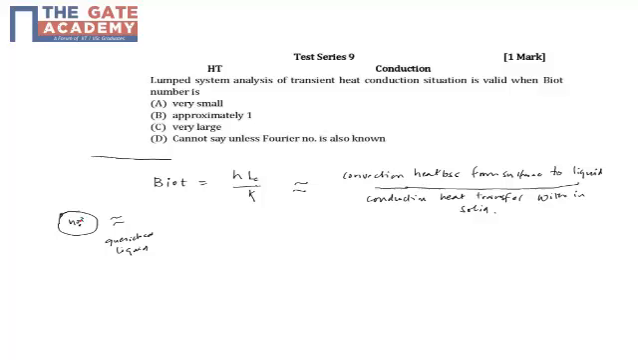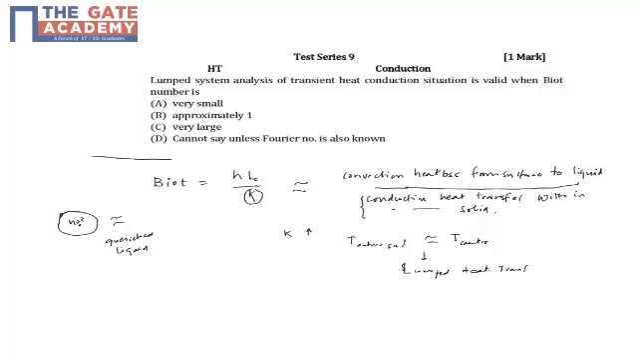But if my conductivity is very high, then the outer surface temperature will be almost closer to the center temperature. There will be very little thermal gradient existing within the solid. So the thermal conductivity will be very, very high, and that is the case where you have lumped heat transfer.